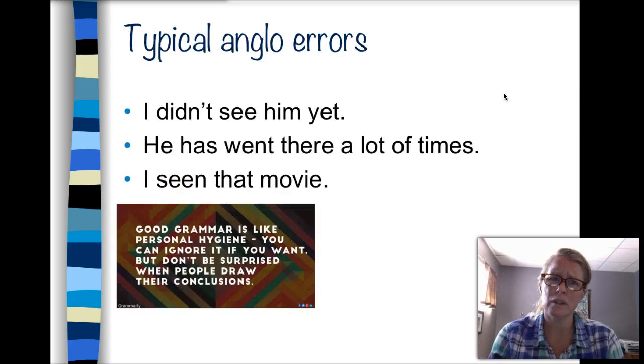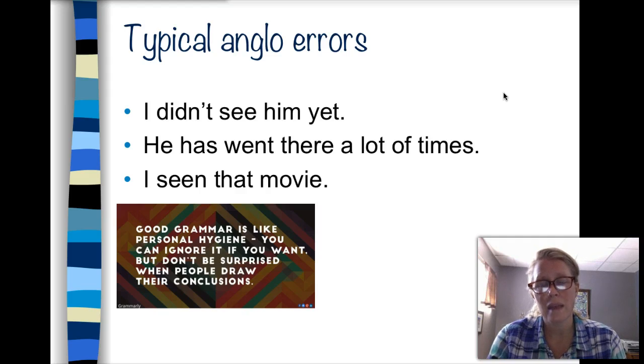These are the typical Anglophone errors that people make. I didn't see him yet. It's incorrect because yet is my keyword. You should say, I haven't seen him yet. Or he has went there a lot of times. I hear that. It should be he has gone there a lot of times. So make sure you use the correct past participle.